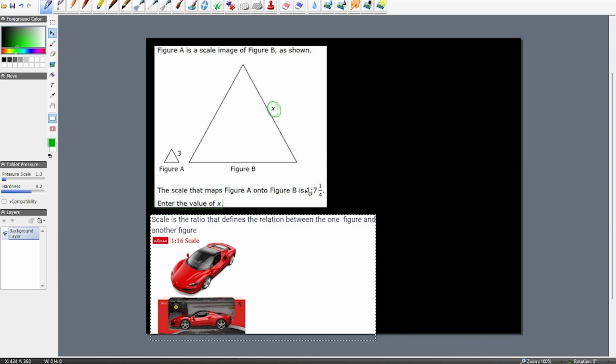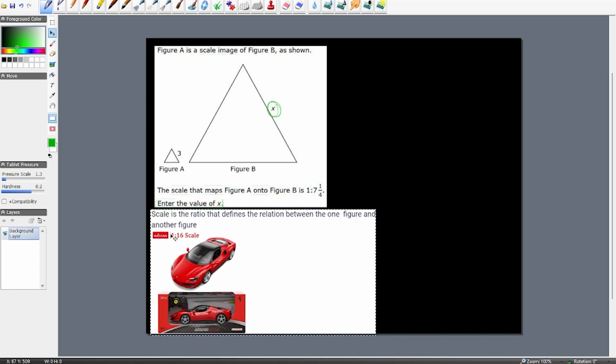Upon hearing that, you might notice that this concept is very similar to the idea of a unit rate, and in fact it is the same, because you could also just say 1 unit of figure A corresponds to 7 1/4 units of figure B. That is literally a unit rate.